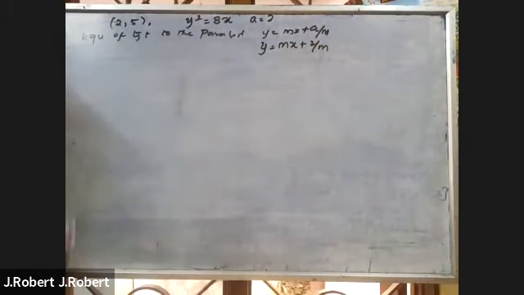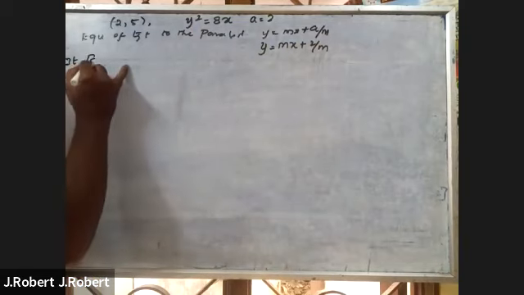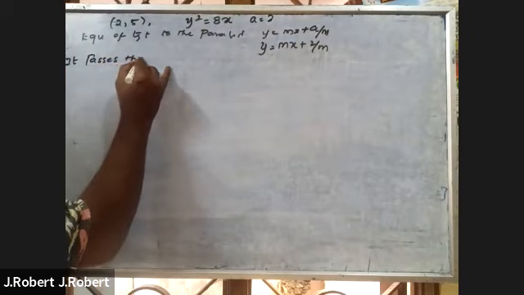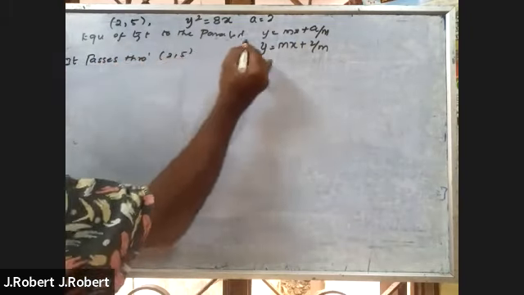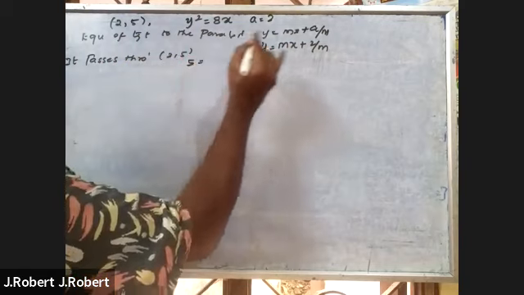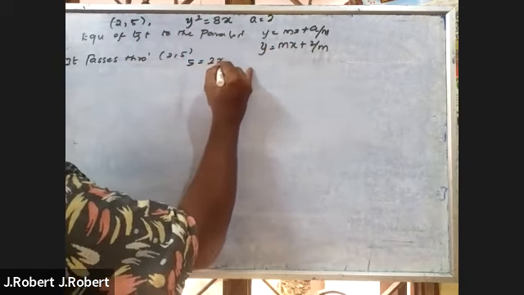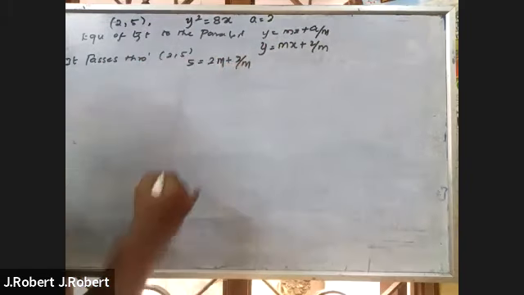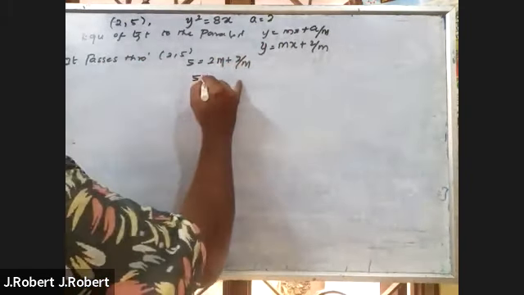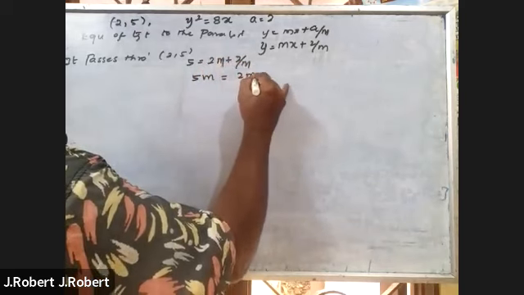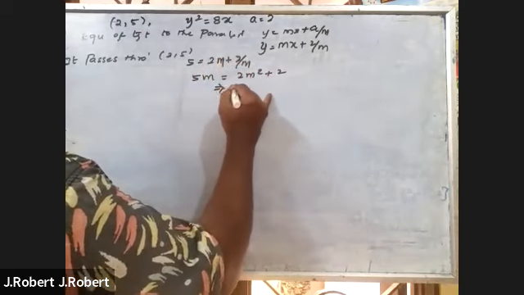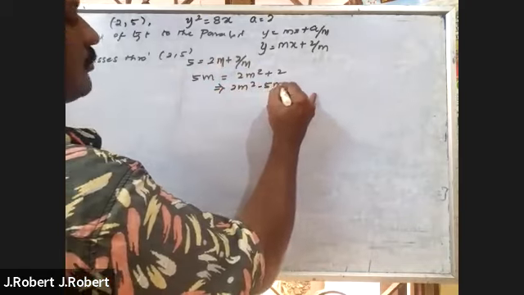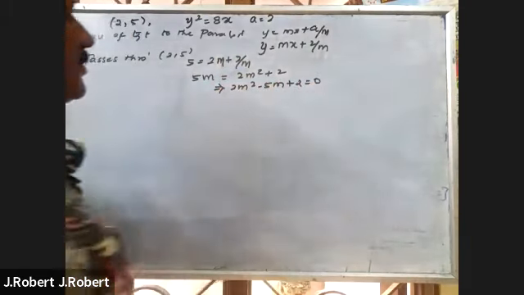It passes through what point? (2, 5), given in the question: drawn from the point (2, 5). So I can say it passes through (2, 5), which means y equals 5 and x equals 2. So 5 equals 2m plus 2 by m. Cross multiply: 5m equals 2m squared plus 2. This implies 2m squared minus 5m plus 2 equals 0.